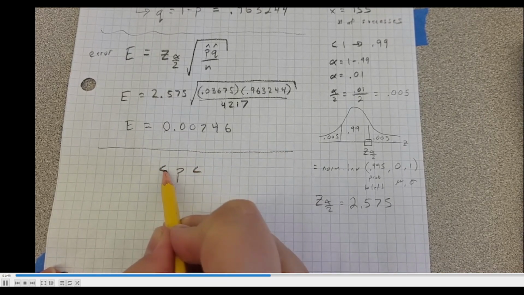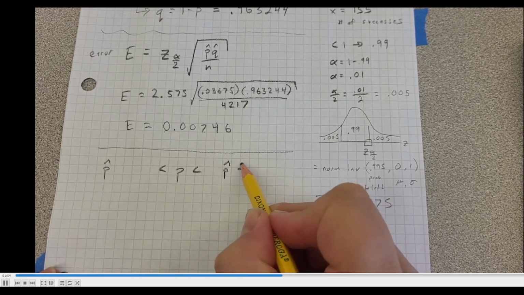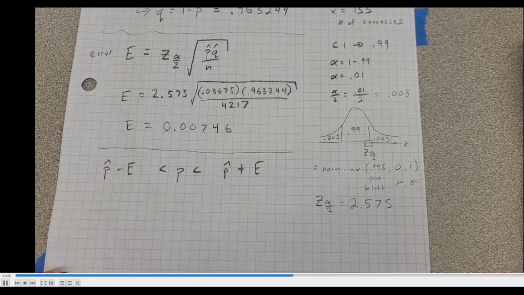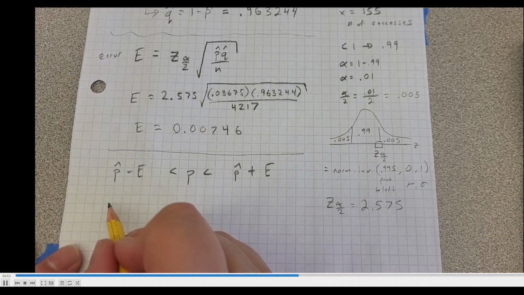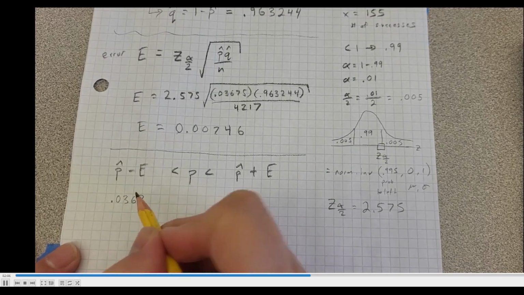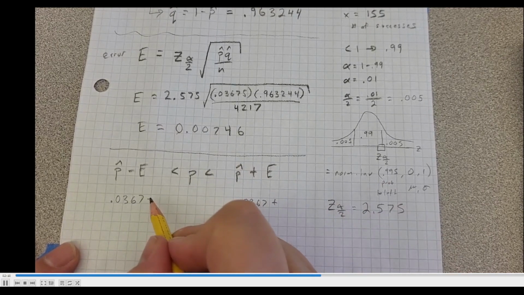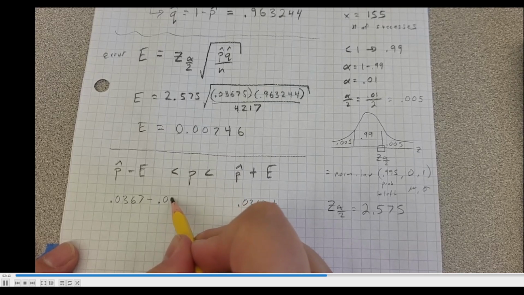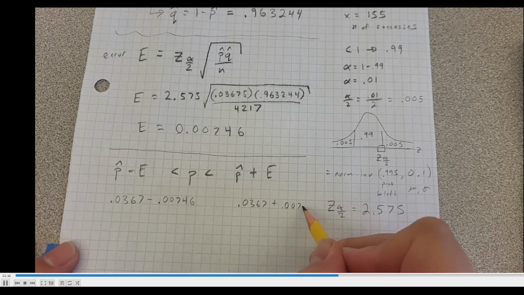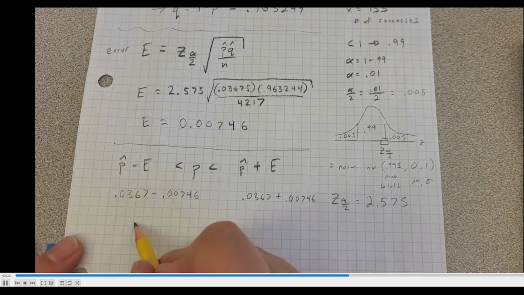Finally, we get to figure out what our confidence interval is. That is, we're hoping the reality will be between the p-hat plus or minus the error. We finally got all those numbers. It's just a matter of plugging them in. The p-hat was the 0.0367. So I put 0.0367 on both sides, plus or minus the error that we see right there. That's a 0.00746 on both sides. Let's break out that calculator one more time.